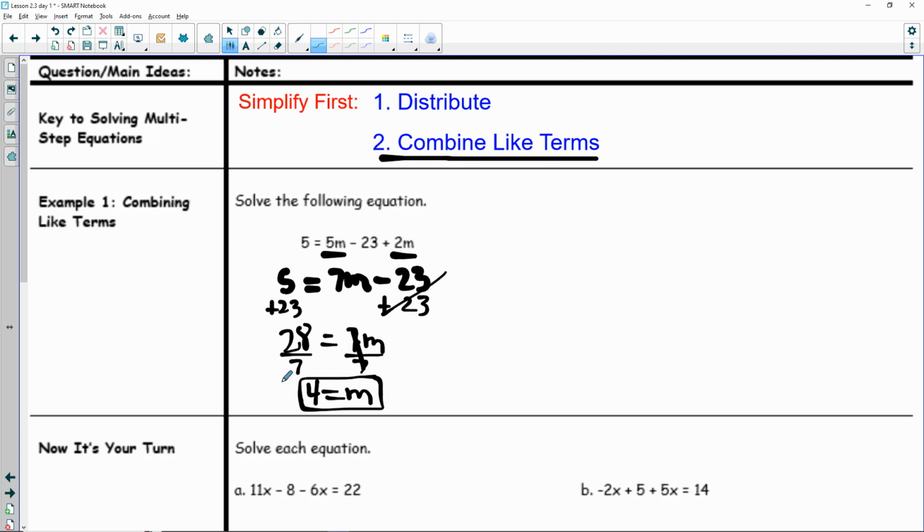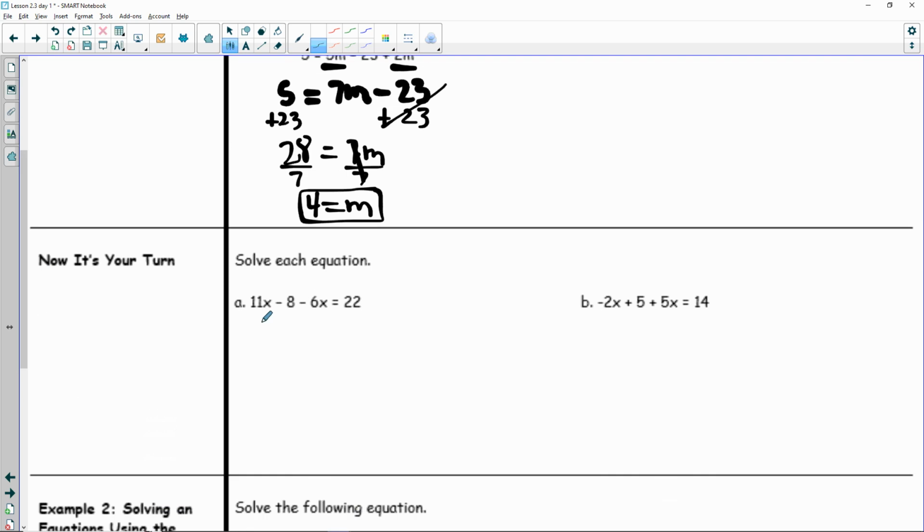So you have completed example 1. Now pause the video, take a couple seconds, and try to complete these 2 problems on your own. Once you've finished, start the video again and I'll show you the solution.